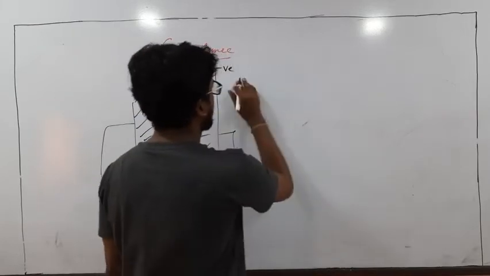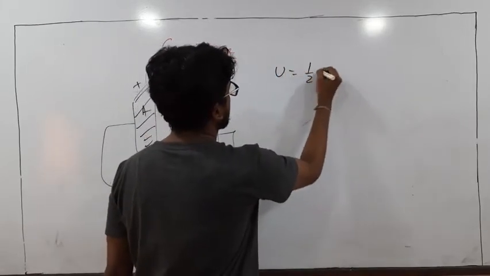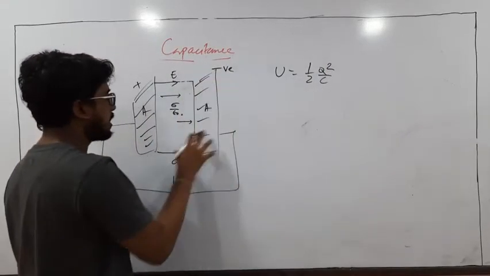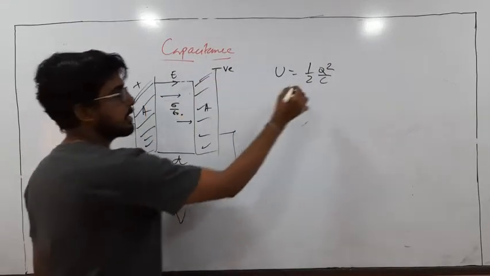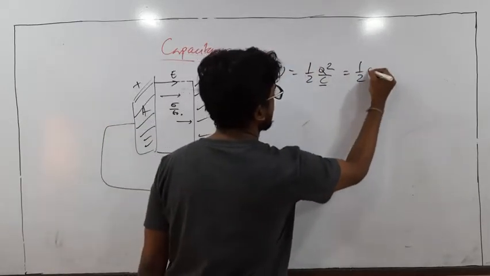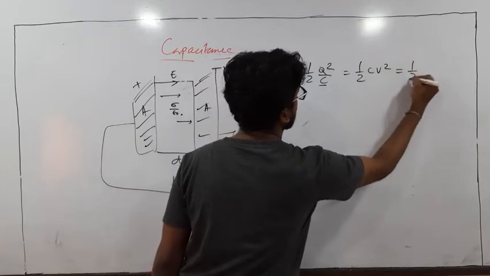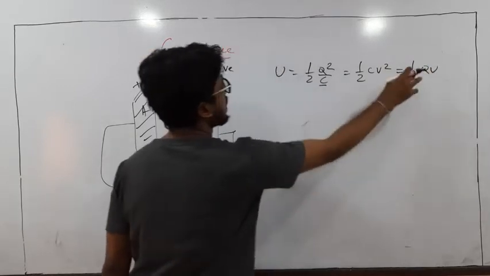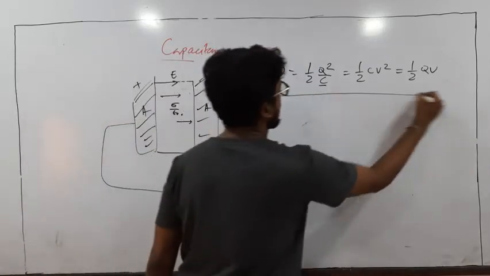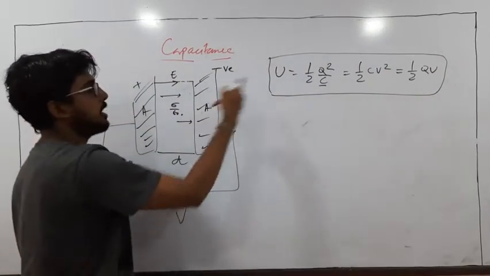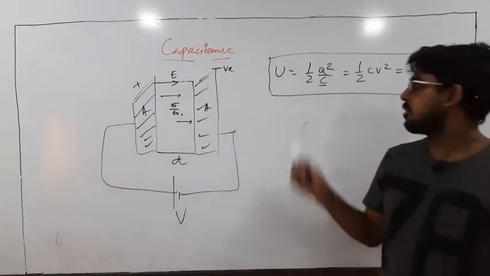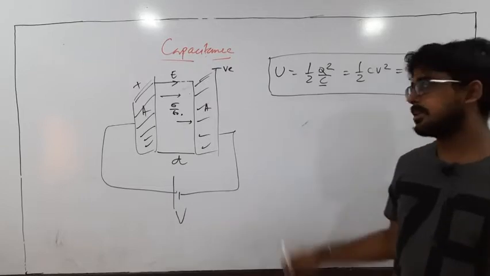We already know the formula for the energy is half Q square by C, where Q is the total charge associated with the plates of the capacitor and C is the capacitance of the capacitor, or this can also be written as half C V square, or this can be written as half Q V. V is the potential and Q is the charge of the parallel plate capacitor. So this is the formula for energy stored in the capacitor, and for the derivation you can refer to the previous lecture or to the notes that are given to you.